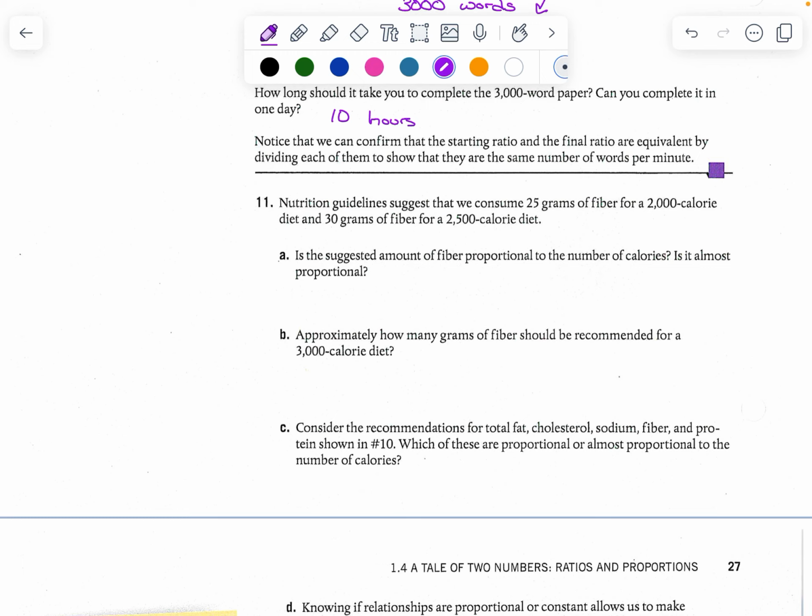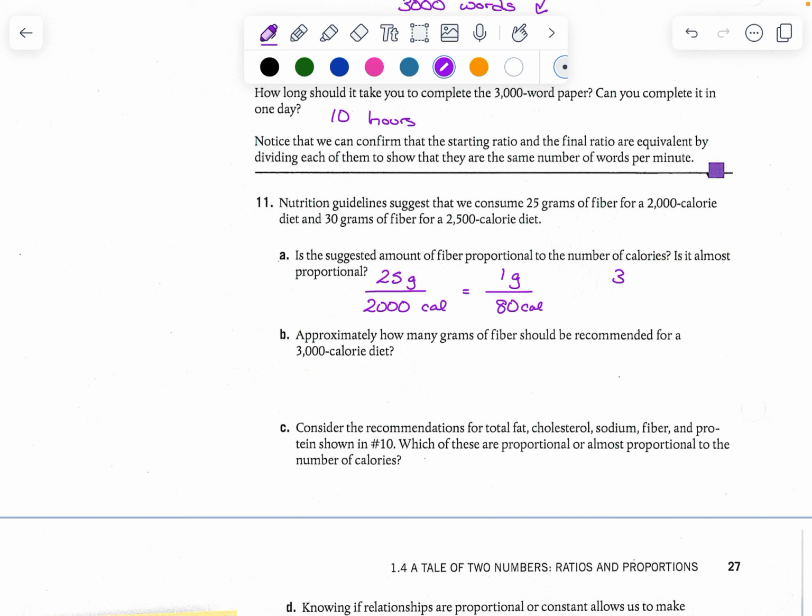Is the suggested amount of fiber proportional to the number of calories? And is it almost proportional? So what we're going to do is start out with 25 grams of fiber for a 2,000 calorie diet. I'm going to save you some time in putting it in your calculator, and tell you that reduces to 1 gram of fiber for every 80 calories.